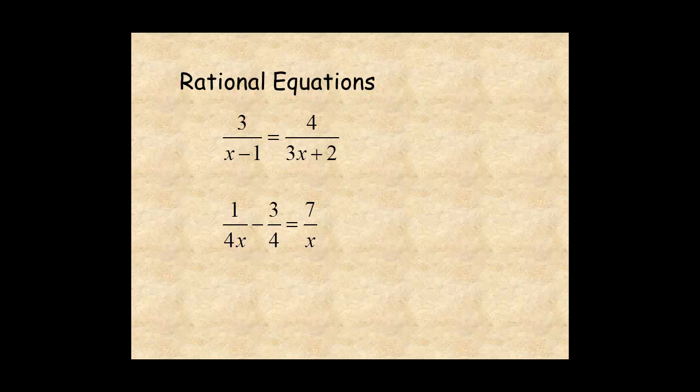You simplify the equation by cross-multiplying. The second kind has more than two terms and is not a proportion. You simplify the equation by multiplying each term by the lowest common denominator of all terms.